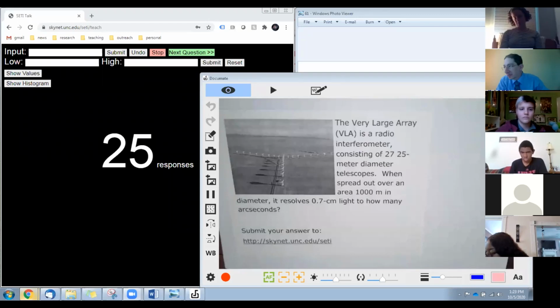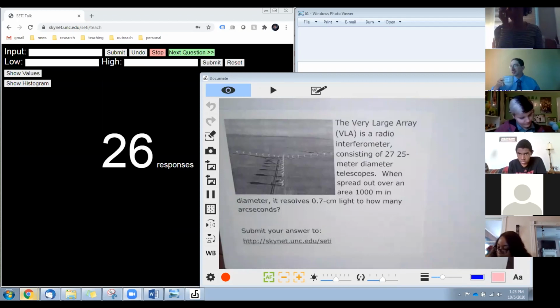And so we use the same equation. In fact, I gave you another version of it that's useful for radio telescopes because it's already in centimeters for the wavelength. What comes out is in arc minutes, which you may have to convert because this is looking for the answer in arc seconds. Well, I'll give you a little bit of time, maybe another half minute or so.